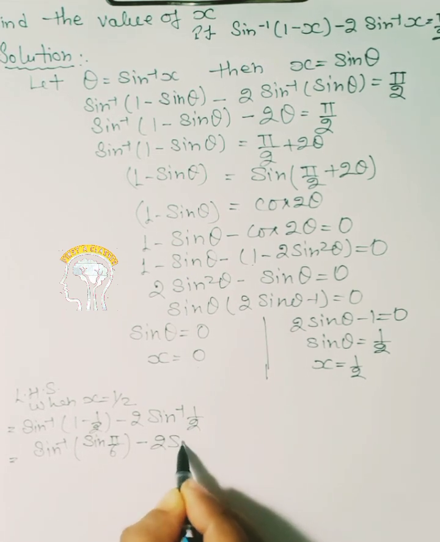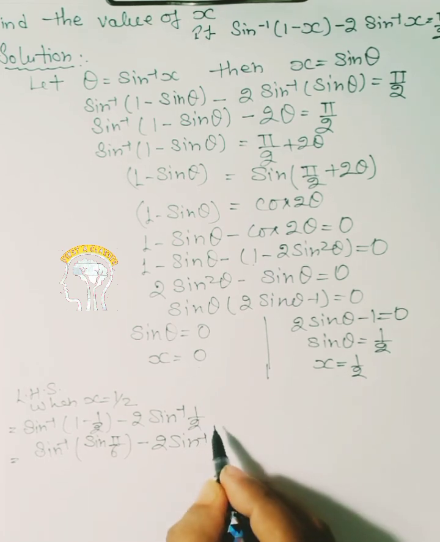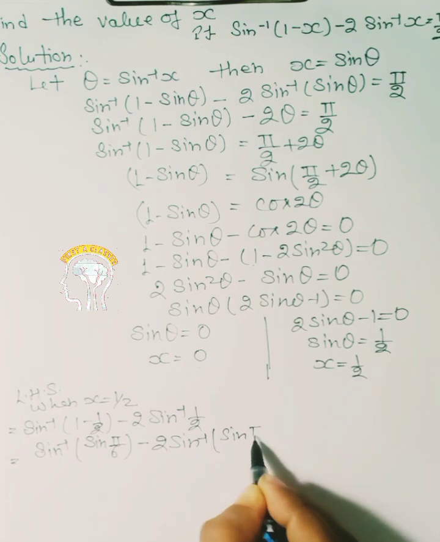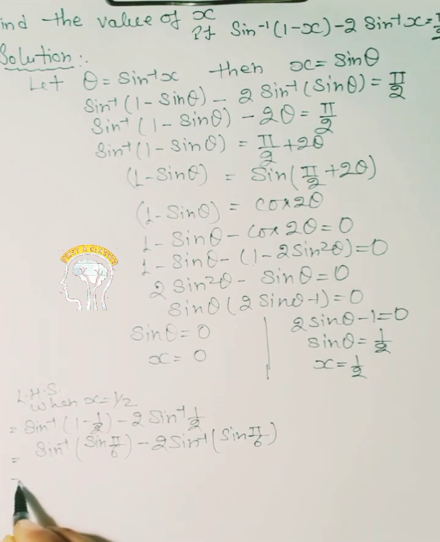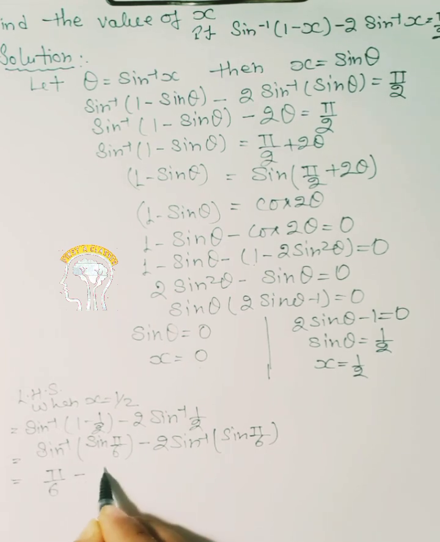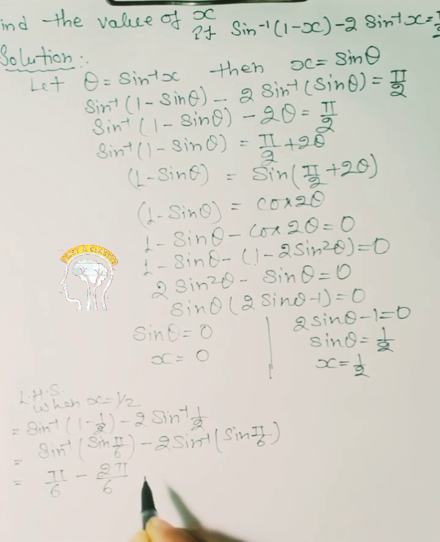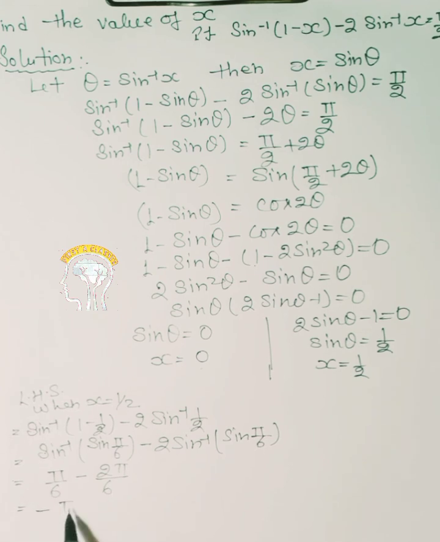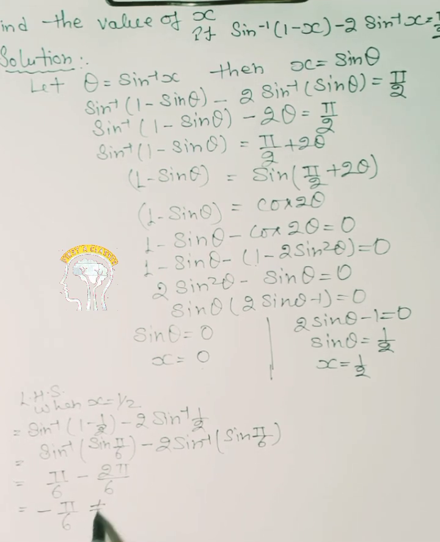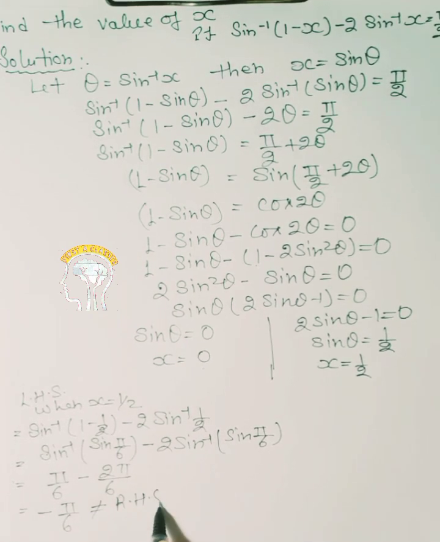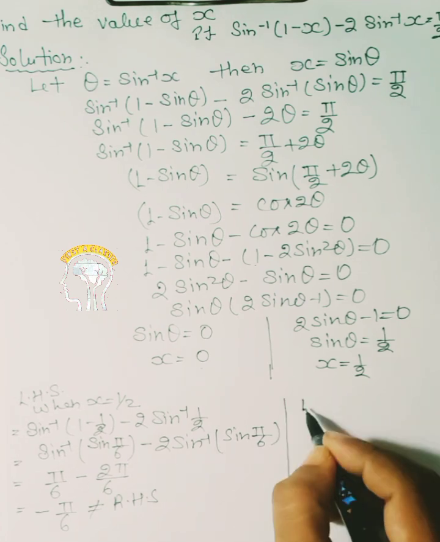Now minus 2 sine inverse of 1 by 2, the value of 1 by 2 in the form of sine is sine pi upon 6. Now we solve it, we get pi upon 6 minus 2 pi upon 6. So we get minus pi upon 6, that is not equal to the right hand side. So x equals 1 upon 2 is not a value for the above question.